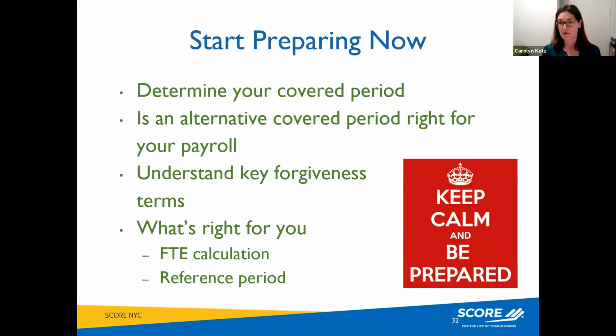First, determine your covered period. That's easy. You got your PPP on a certain day. 24 weeks later is the end of your covered period. Does it make sense to have an alternative period for payroll? Aida is going to talk about this. The simple answer is if you pay payrolls weekly or biweekly and your pay period doesn't happen to start exactly on the day that you got your PPP loan, you'll probably want to use an alternative period. It's just going to be easier for you.